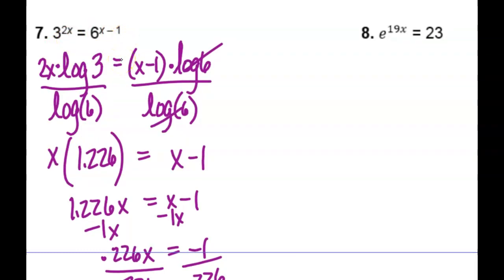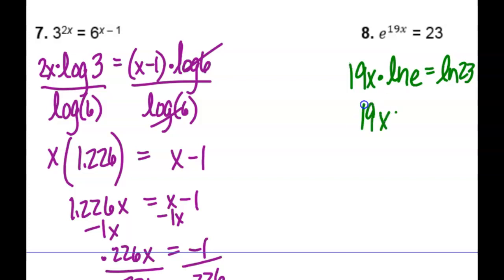All right, can you guys do 18 just so I feel like you have a little confidence? This is an easy one. What are you going to do to both sides? Natural log. Move that out front. Ln of e is just 1. So it's just natural log of 23 divided by 19. This side doesn't have a log anymore.